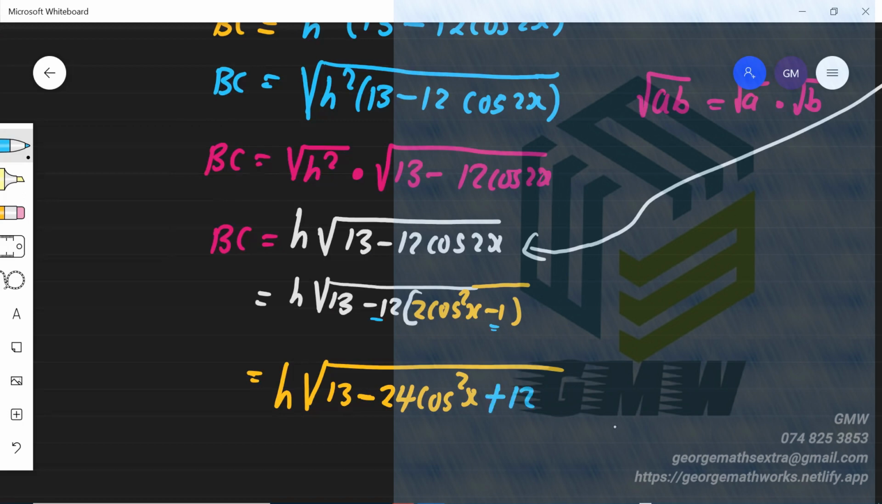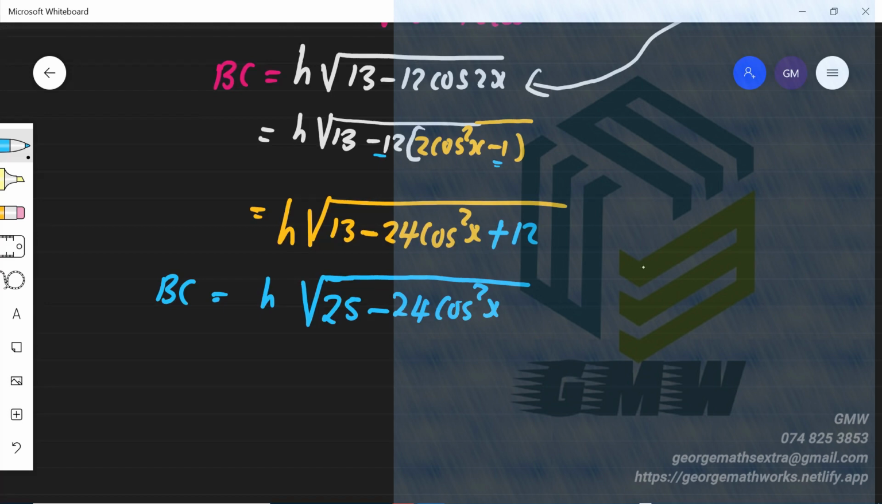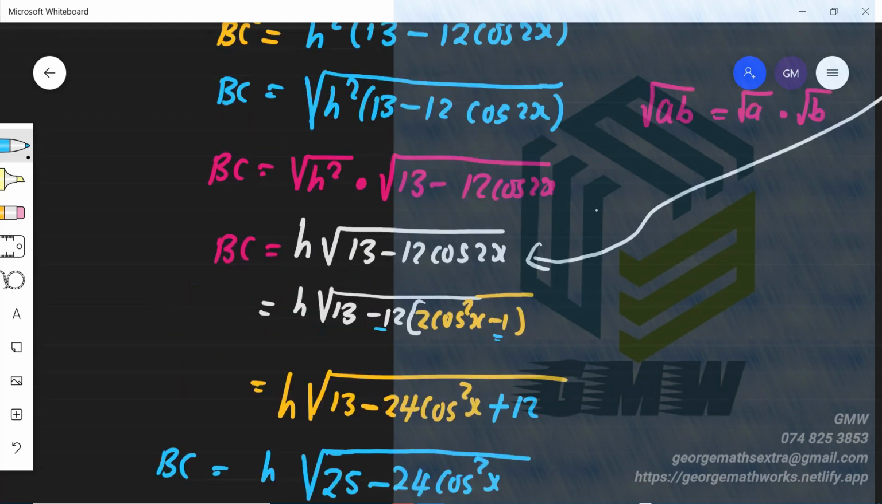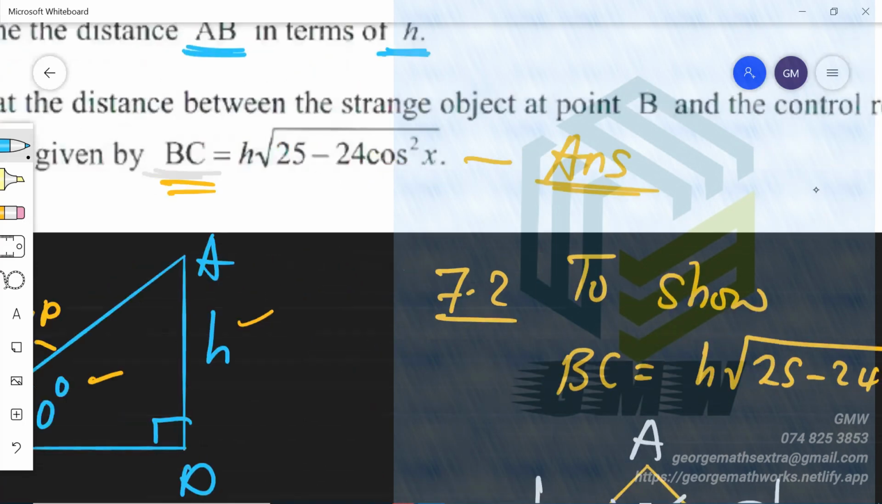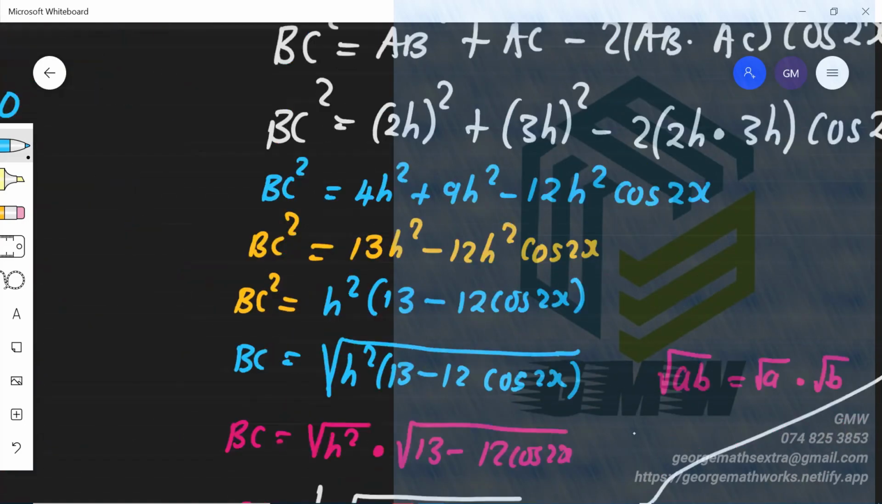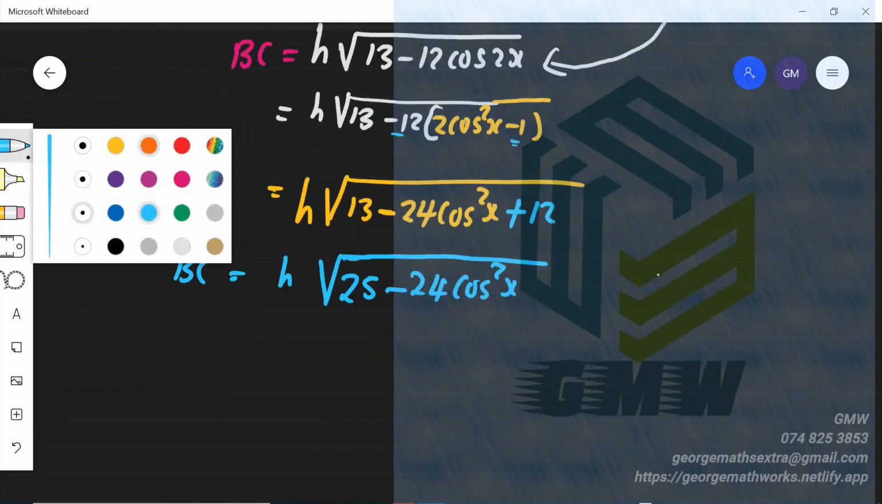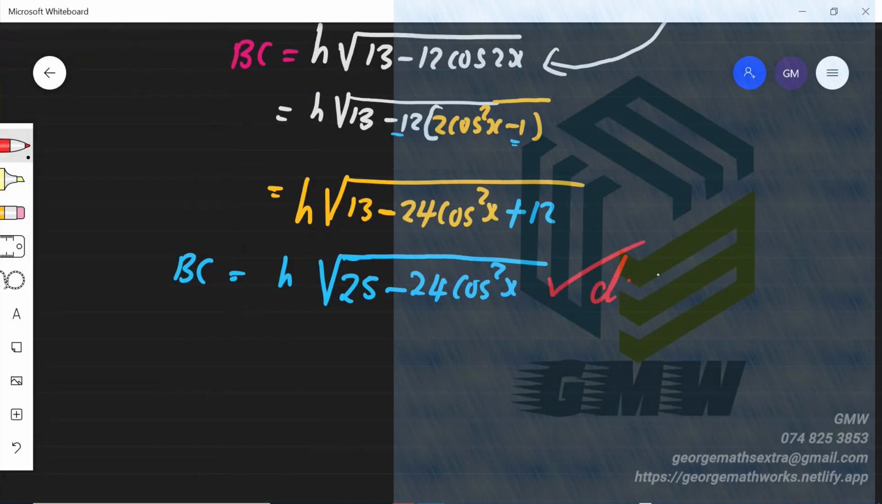Then moving on, we have BC equals h. What is 13 plus 12? It's 25, then minus 24 cos squared x. What is it that we wanted to show? We wanted to show that BC equals h square root of 25 minus 24 cos squared x. Is it the same as what we got? Yes, sir. So we nailed it, and we collect our marks.